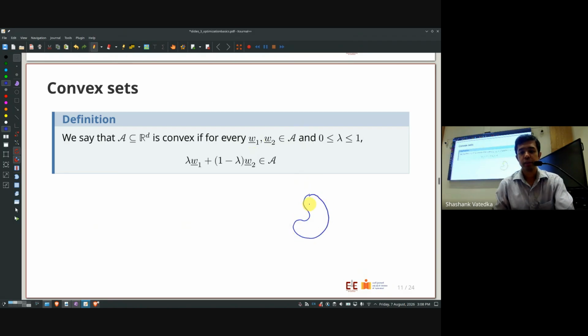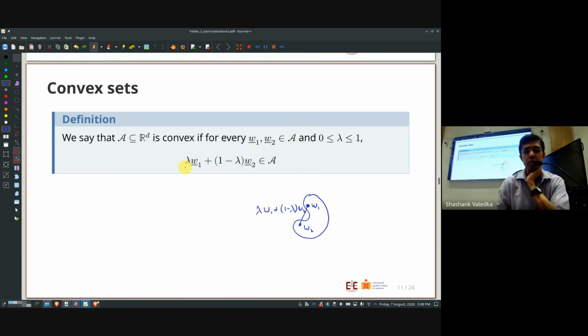So if I have a set like this and I take 2 points, say W1 and W2, then any point along the line joining W1 and W2 can be expressed as lambda times W1 plus 1 minus lambda times W2. And if any point on this line lies outside the set, then the set is not convex.